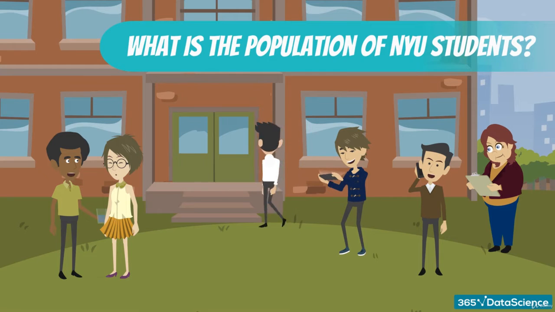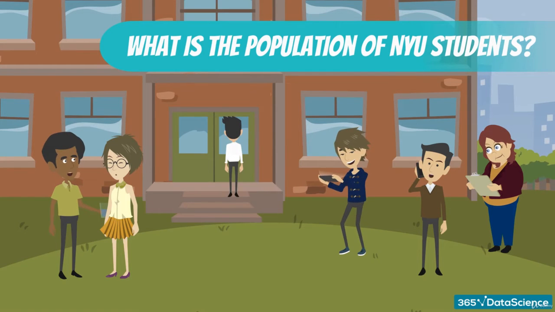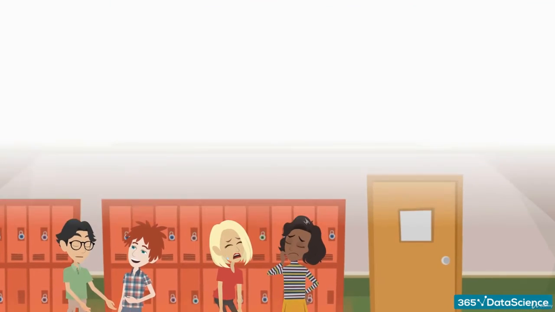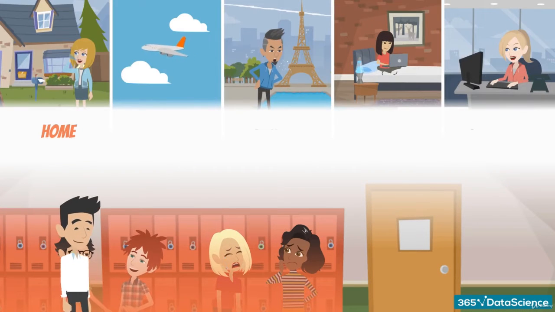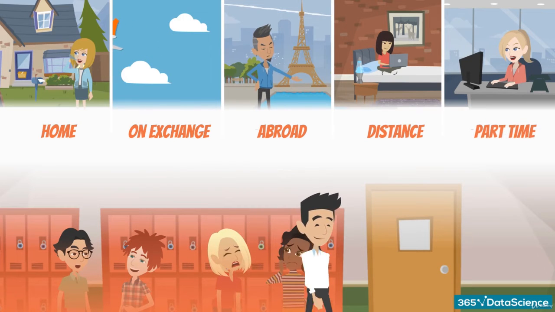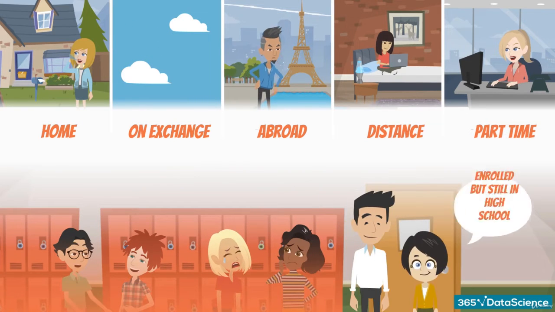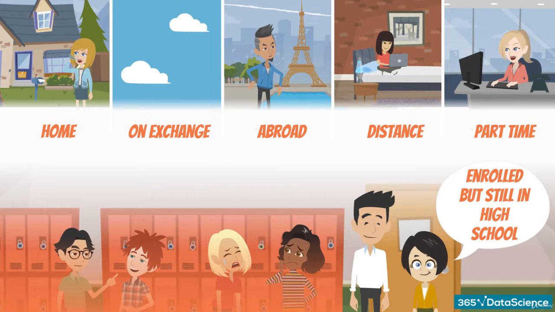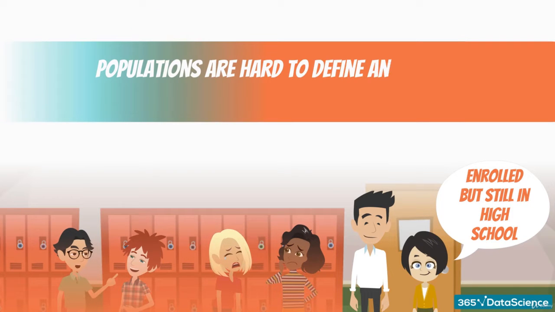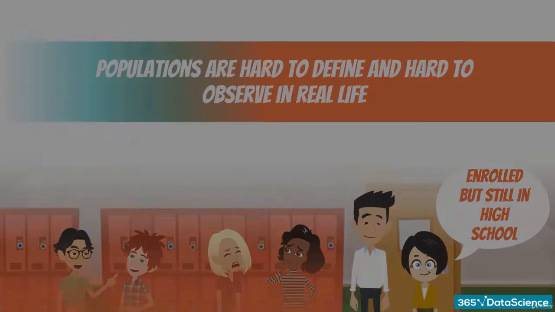You can simply walk into New York University and find every student, right? Well, surely that would not be the population of NYU students. The population of interest includes not only the students on campus, but also the ones at home, on exchange, abroad, distant education students, part-time students, even the ones who enrolled but are still at high school. Though exhaustive, even this list misses someone. Point taken. Populations are hard to define and hard to observe in real life.